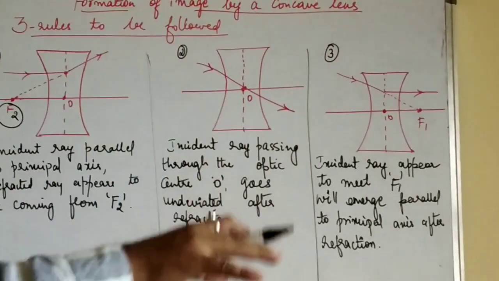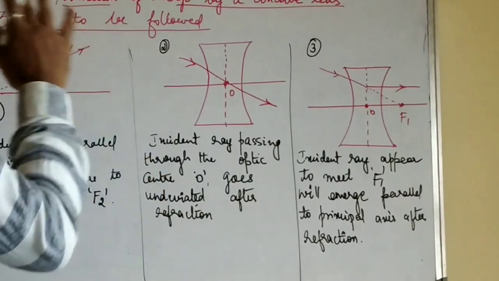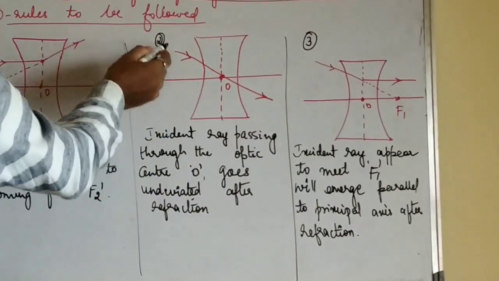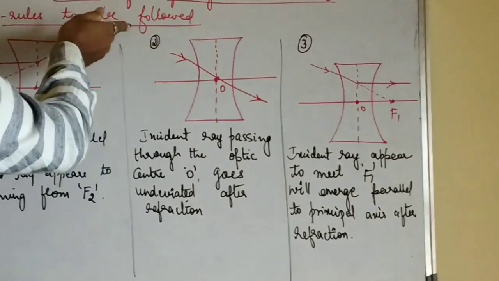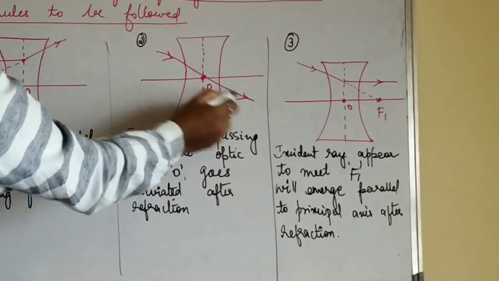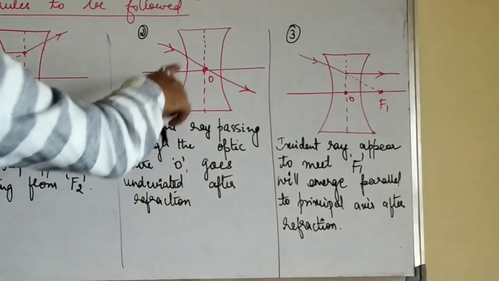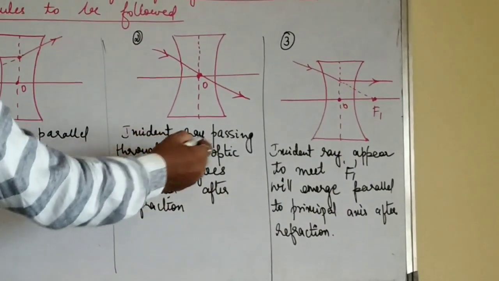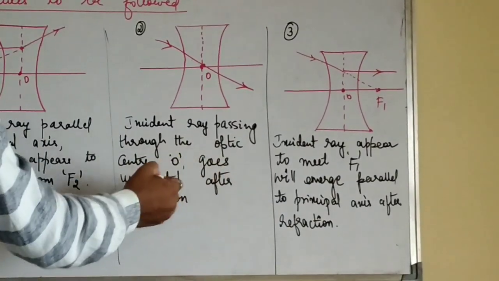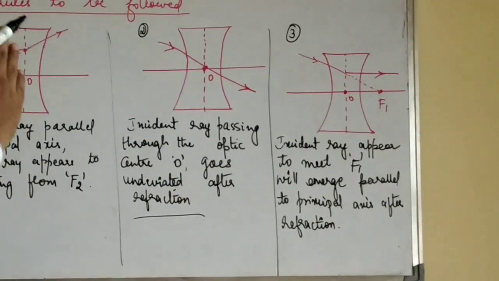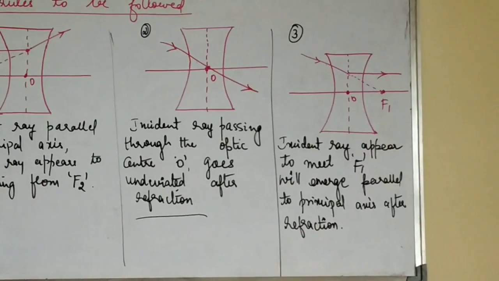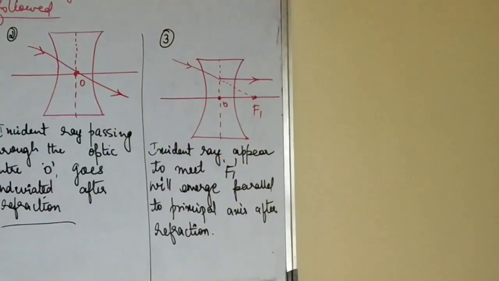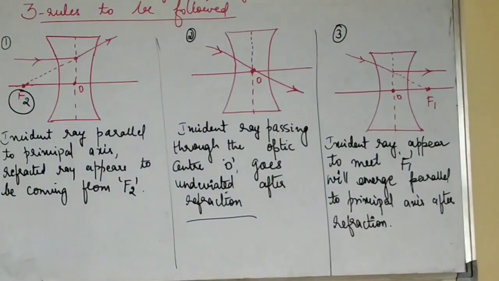Now you can see the second rule, just like the second rule of the convex lens, remains the same for the concave lens also. You can see here the center line, that is the principal axis, and you have the optic center O. Now an incident ray is moving obliquely and passing through the optic center, so the refracted ray also goes undeviated, meaning there is no change in the path, it is moving in the same line. So whenever the incident ray passes through the optic center O, it goes undeviated after refraction. This rule is the same as rule number 2 of the convex lens. Now rule number 3 of the concave lens, you can see here it is just opposite to rule number 1, because it follows the principle of reversibility of light.